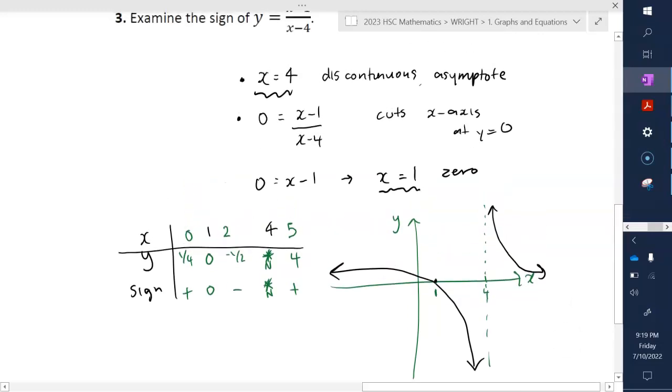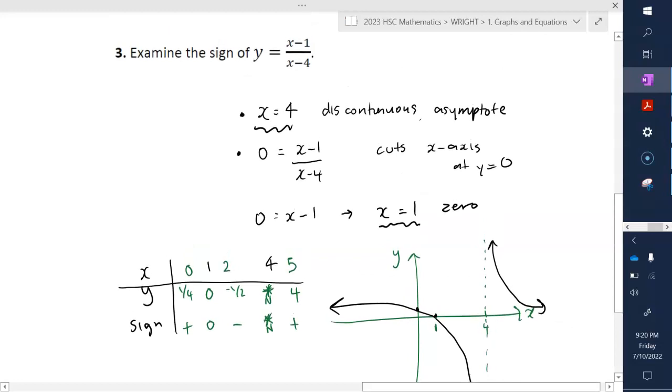The only other thing we don't have on there is this little point here. It cuts the y-axis when x is 0. So if I was to pop a 0 in here and in here, I'd end up with a quarter up there, which is what that y value is. Okay, so that's that done. We will look at this in heaps more detail in the next few lessons. Thank you.